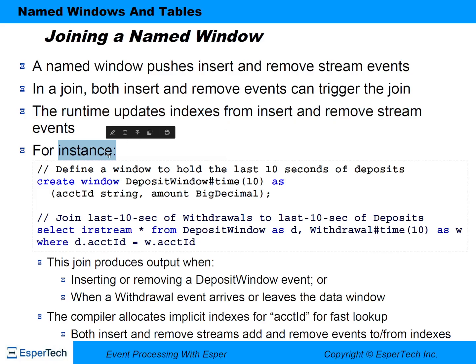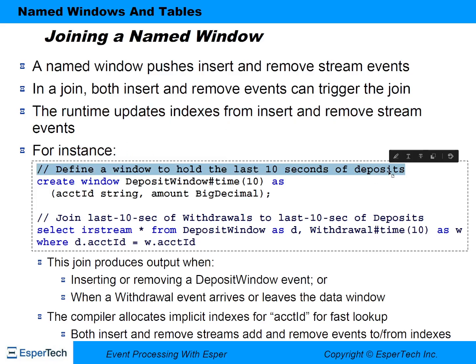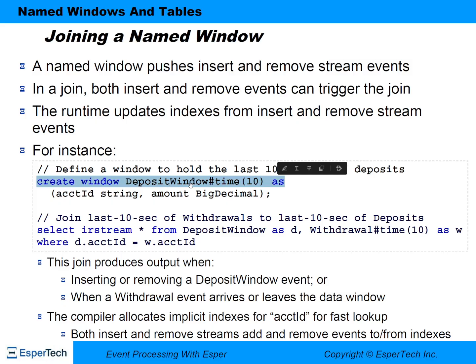For instance, define a window to hold the last 10 seconds of deposits. Create window DepositWindow.win:time(10) as (accountId string, amount BigDecimal).